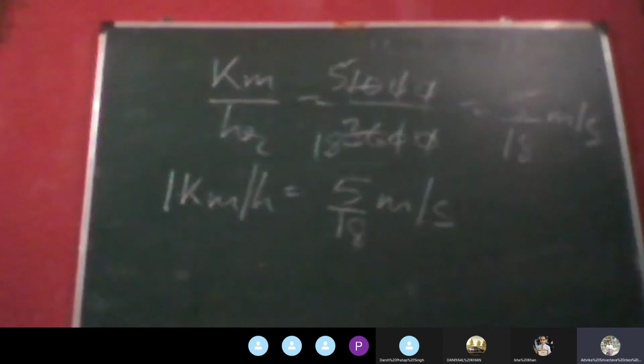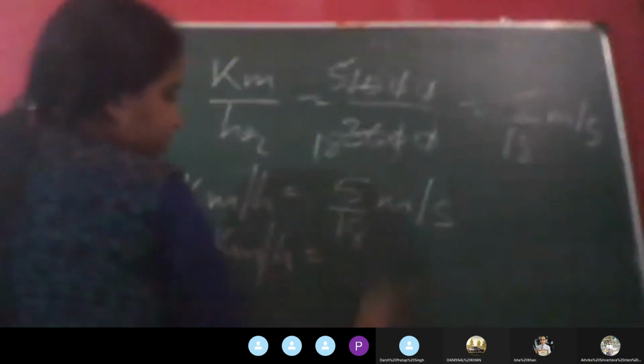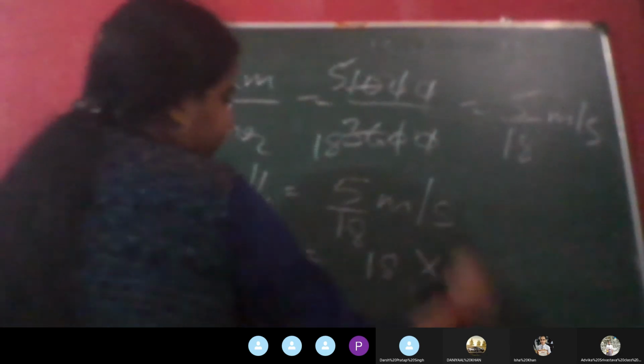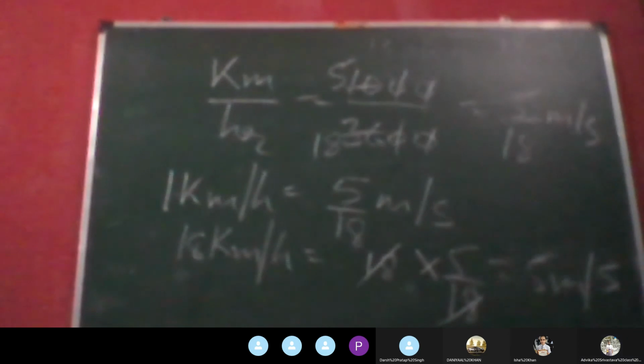So if I write 18 kilometers per hour, how much will it be? 18 into 5 by 18, that is 5 meters per second. Am I wrong or right? Ma'am, right. Tell me straight out, is it right or wrong? Right, ma'am.